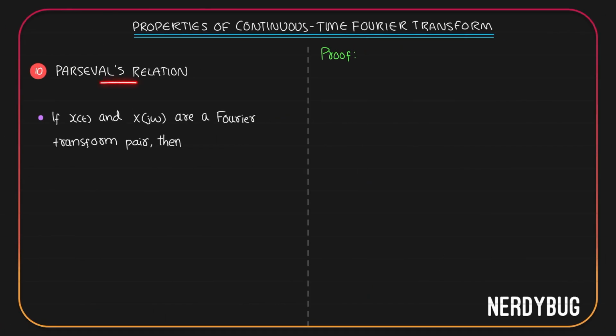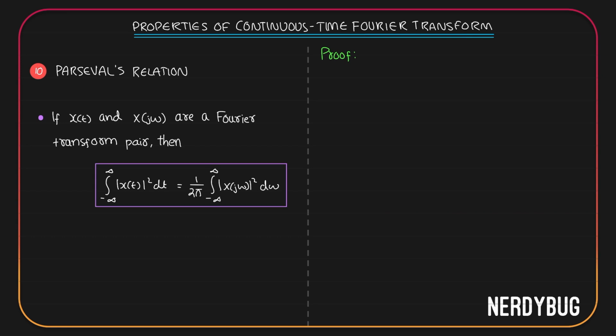The next thing we have to learn is Parseval's relation. According to this, if x(t) and X(jω) are a Fourier transform pair, then the integral from minus infinity to infinity of |x(t)|² dt will be equal to 1/2π times the integral from minus infinity to infinity of |X(jω)|² dω. Let us prove the relation first and then try to understand what it means.